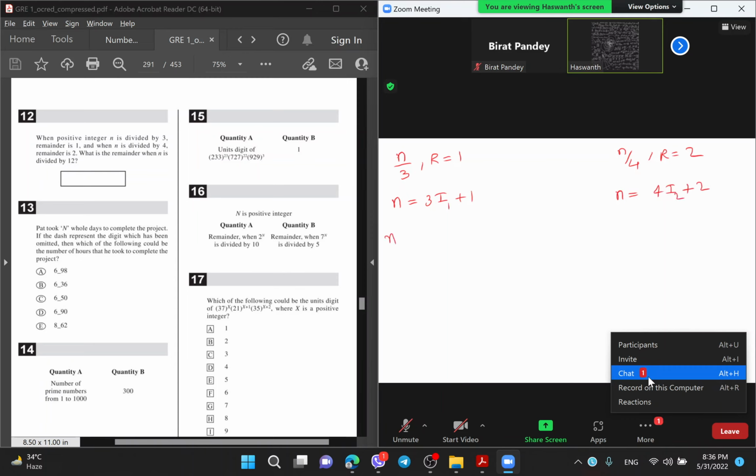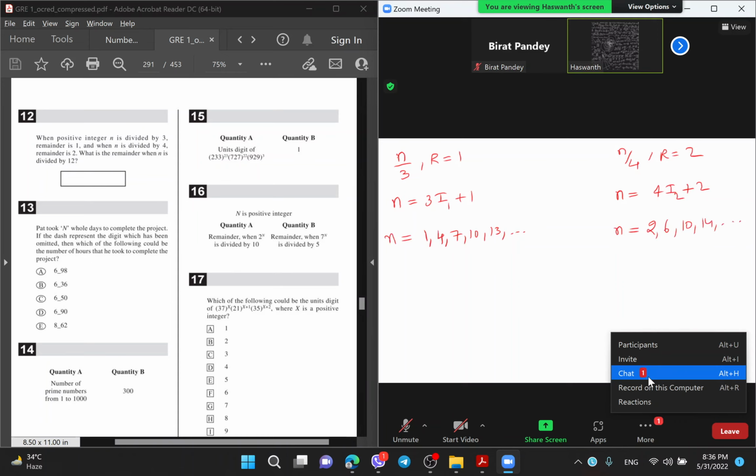Now find out what the values are which leave a remainder 1 when divided by 3. If the integer is 0, 3 into 0 plus 1, 1. Then keep adding 3: 4, 7, 10, 13, 16, like that. Similarly, n when divided by 4 leaves a remainder 2. Values of n satisfying this: 4 into 0 plus 2, 2. Then keep adding 4: 6, 10, 14, 18, like that.